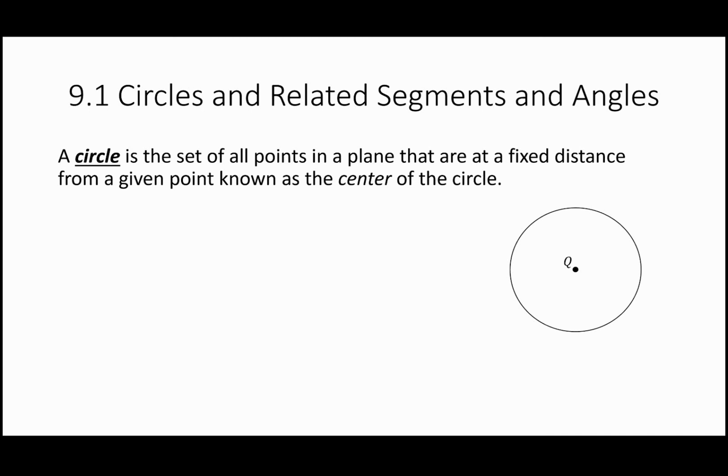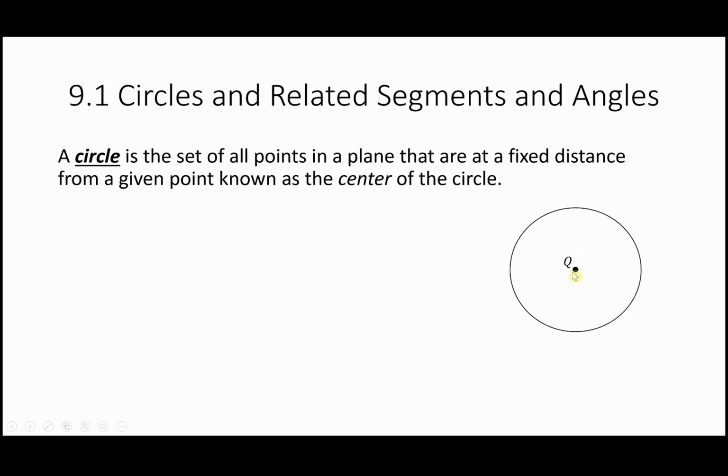Okay, let's go ahead and get started on the terminology that we need to get a handle on. So the first thing that we need to define is what a circle is. It's the set of all points on a plane that are at a fixed distance from a given point known as the center of the circle. So in the space provided underneath this definition, you can draw yourself a circle. Again, I recommend that you use your compass to make it look really pretty.